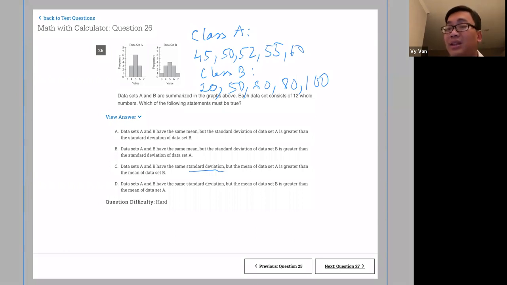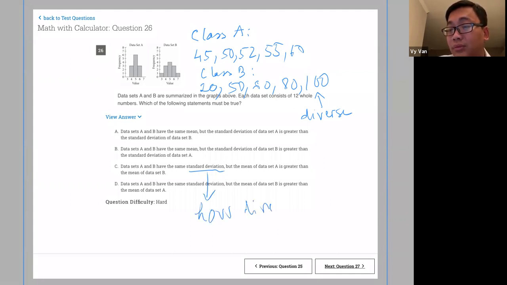Whereas in class B, some students score very low and some students score very high. So the data in class B vary more. It's more diverse. Standard deviation tells you how diverse your data is, how spread out your data is, how varied your data is. The less diverse, the smaller the standard deviation. The more diverse, the greater the standard deviation.